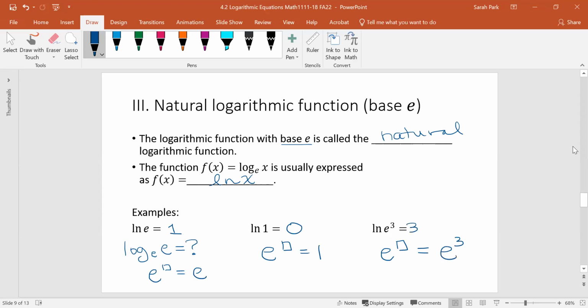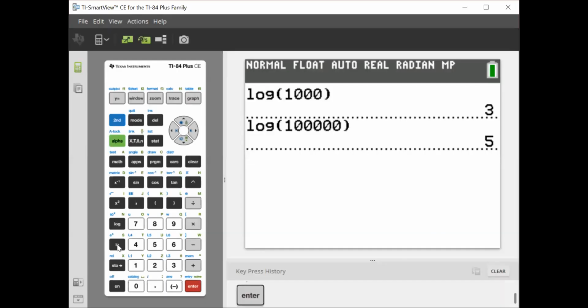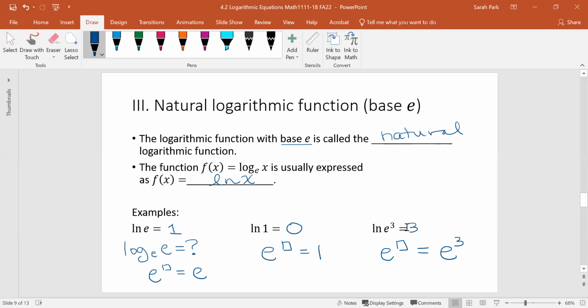Again, your ln button is on your calculator. It's right beneath the log button. So if we do the third example, ln of e to the third is equal to 3. Okay. And we'll again pause here and continue with graphs of logarithmic functions in the next video.